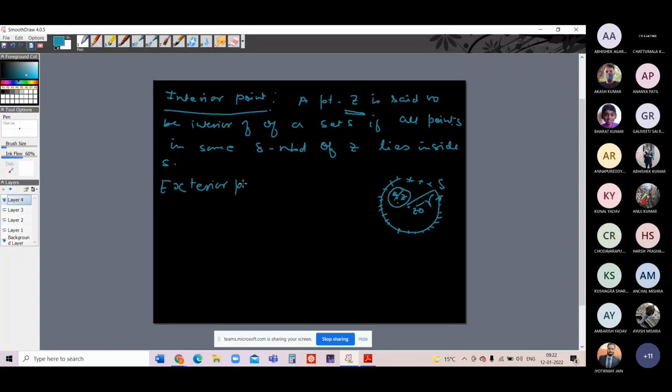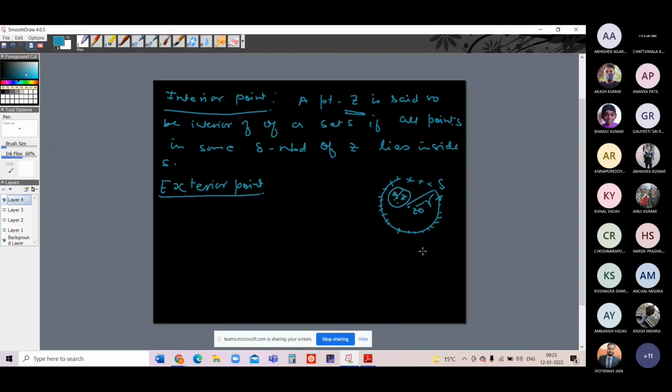Exterior point. A point Z is said to be an exterior point of this set S if all the points in some delta neighborhood of this Z lie outside of S.